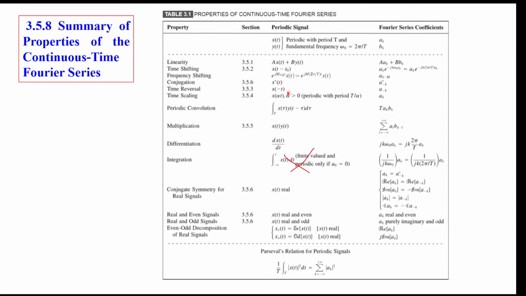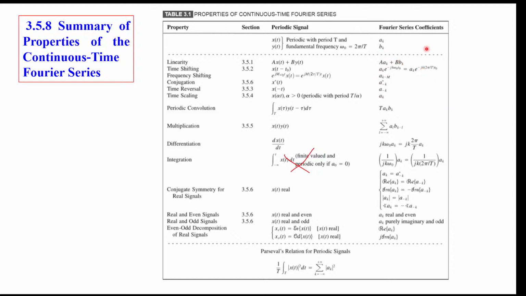And you can see when you do various operations with your signal, like time shift or conjugation or time reversal, they usually have a very simple consequence on the corresponding Fourier series coefficients, etc.